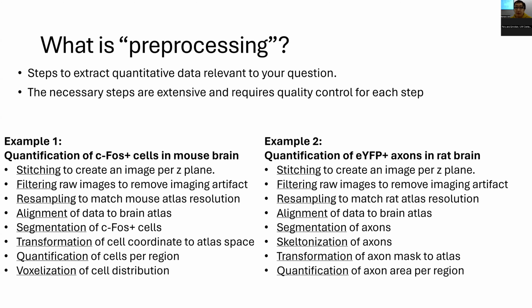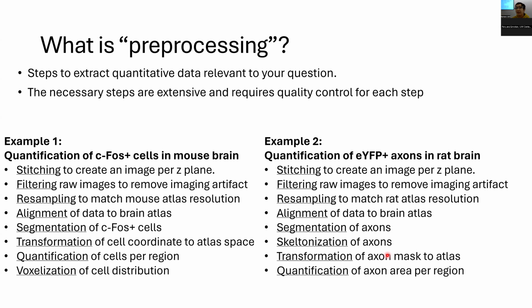This changes if you want to do something else. If you want to quantify YFP axons in a rat brain, there are a couple of steps that are similar. You have to do the stitching, the filtering, the resampling, but you have to change the variables depending on some things. For example, you're not going to go for the mouse atlas, you're going to go for the rat atlas. So you have to modify your pipeline so that it works well with the rat atlas. You have to provide the pipeline with the rat atlas data.